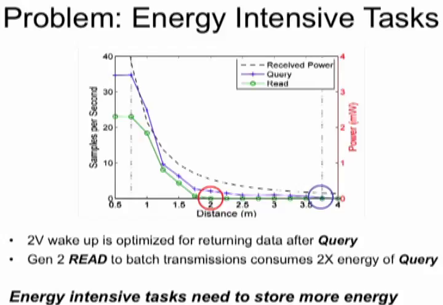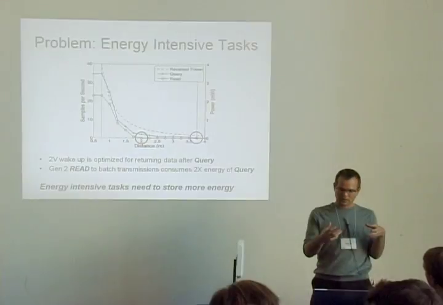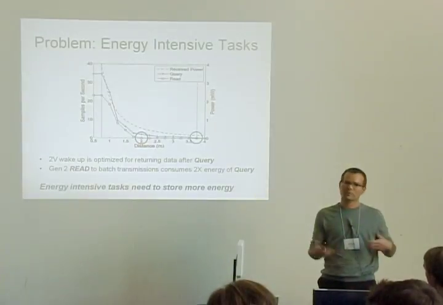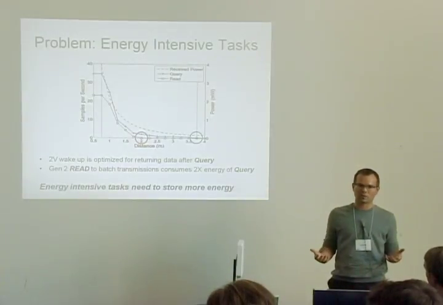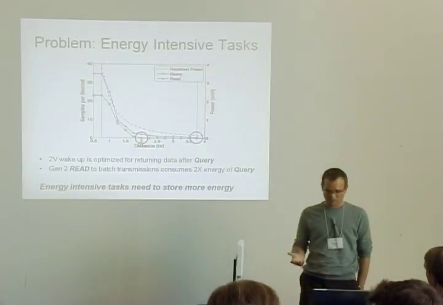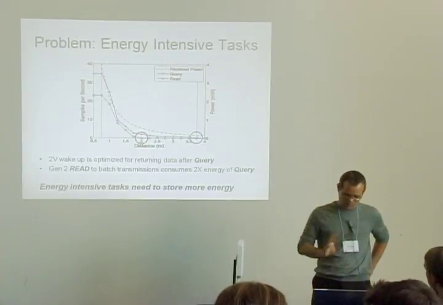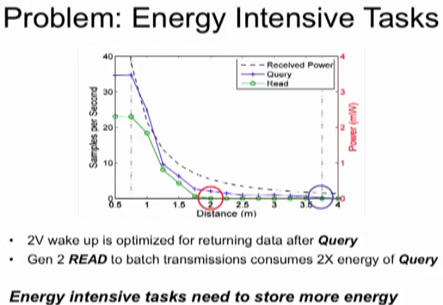And this isn't because there isn't enough energy. It's because when it wakes up at 2 volts, there's not enough energy at 2 volts to begin executing. But if you had charged the capacitor higher than 2 volts, that read command can actually complete just fine. There's plenty of energy, but the default scheduler just isn't making good use of the available energy.